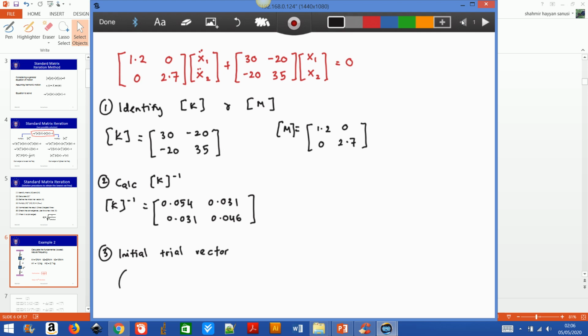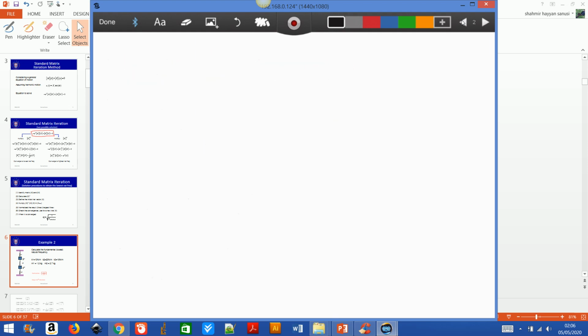So it's already been given in the example that you need to use the initial trial vector of minus 2.1 and 0.9. And then the fourth step, because we want to determine the fundamental or the lowest natural frequency, you need to multiply K inverse multiplied by the mass matrix multiplied by the initial trial vector, and you will get your new trial vector.